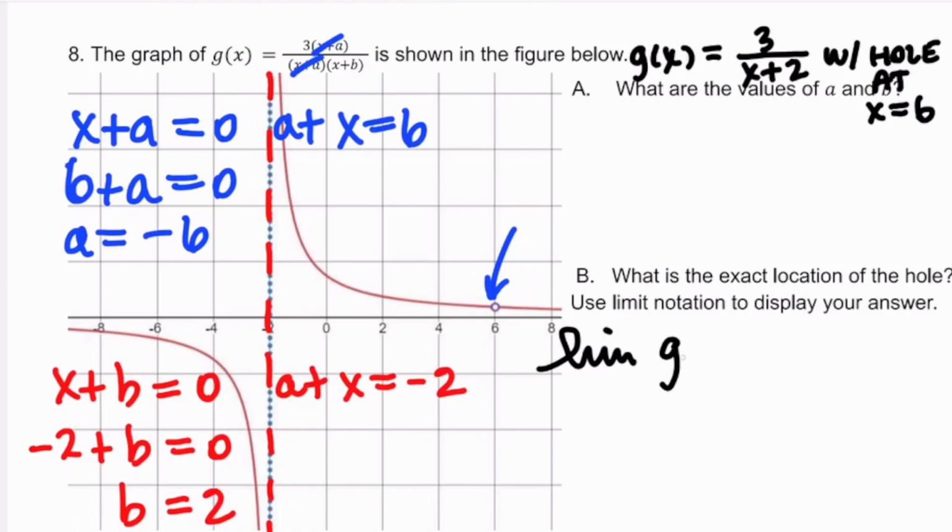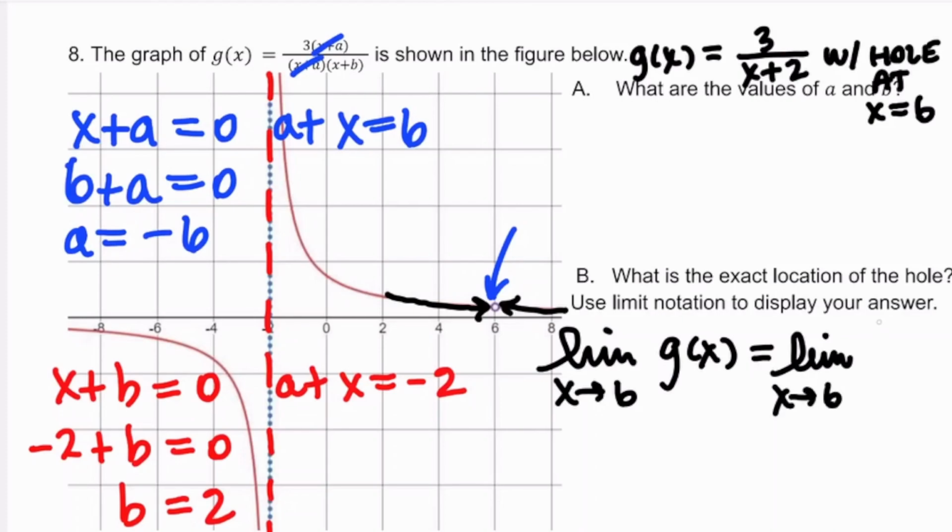So the limit of g of x, start drawing in my arrows, the y coordinate that g is approaching, that closer x gets to 6, that's going to be equal to the limit as x approaches 6 of the simplified fraction 3 over x plus 2. If I were to try plugging in on that, I would get 3 over 6 plus 2.